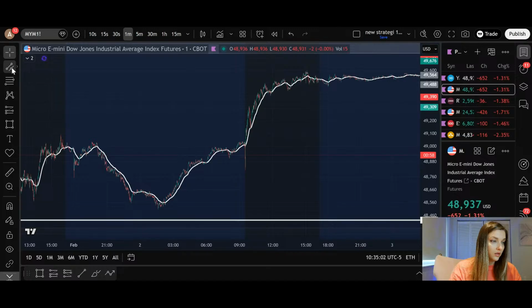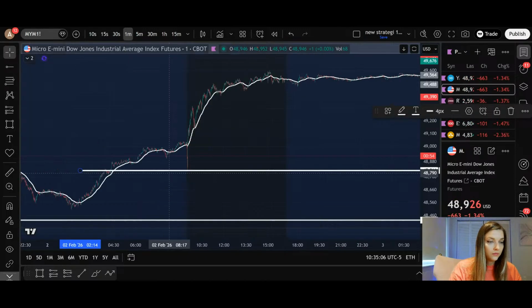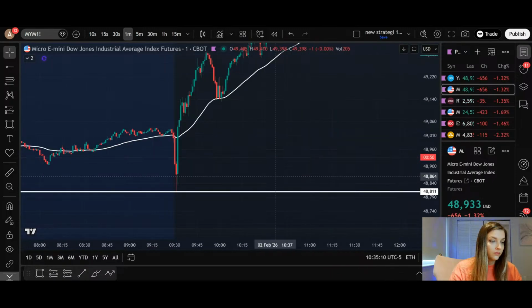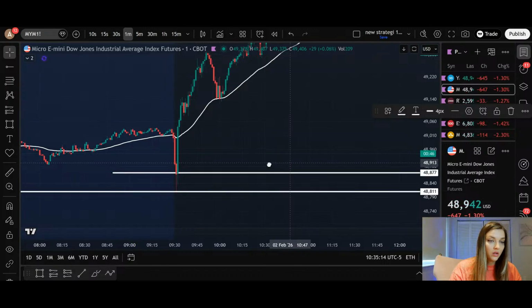Let's see this area here next. We're watching this area next.